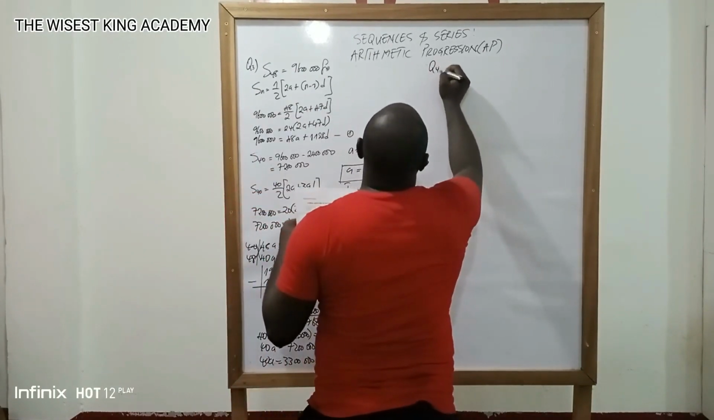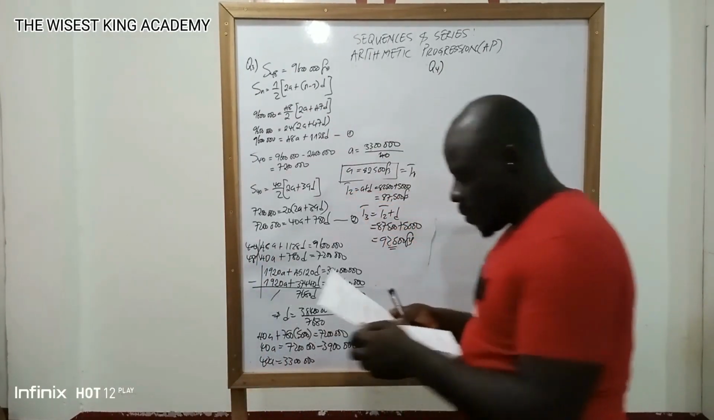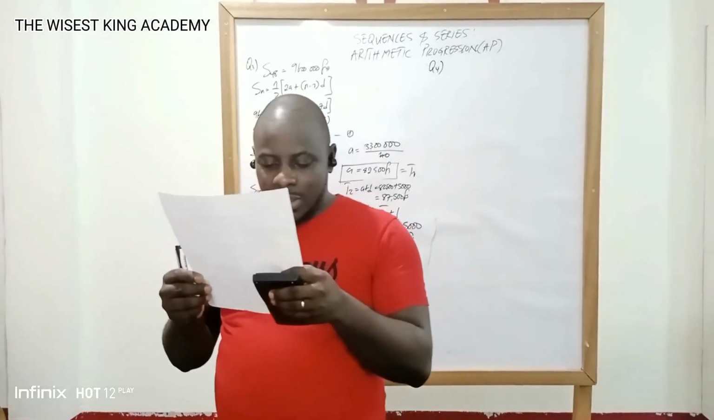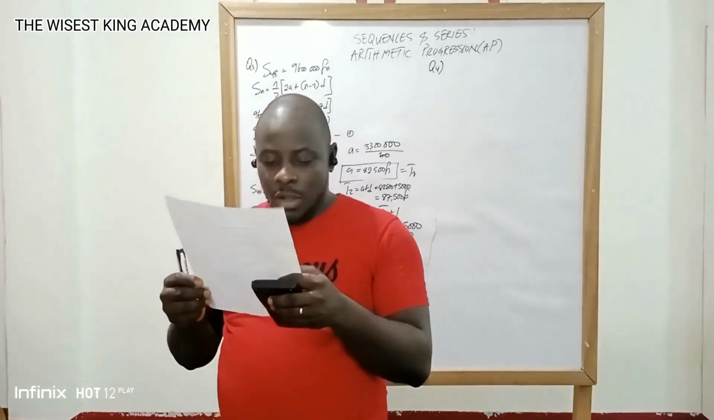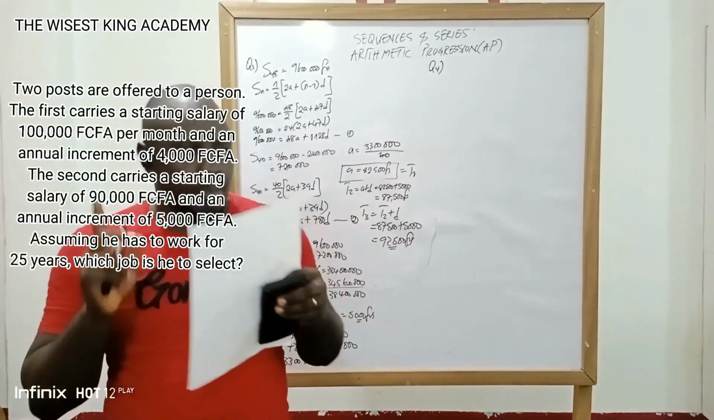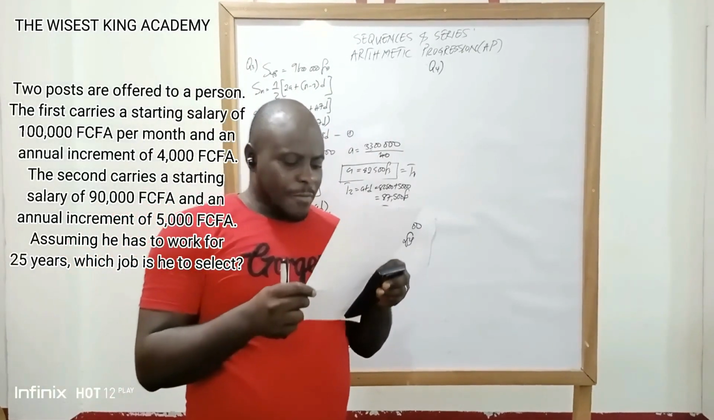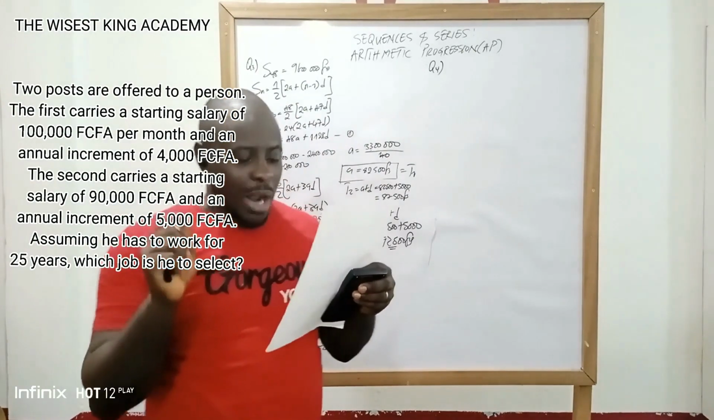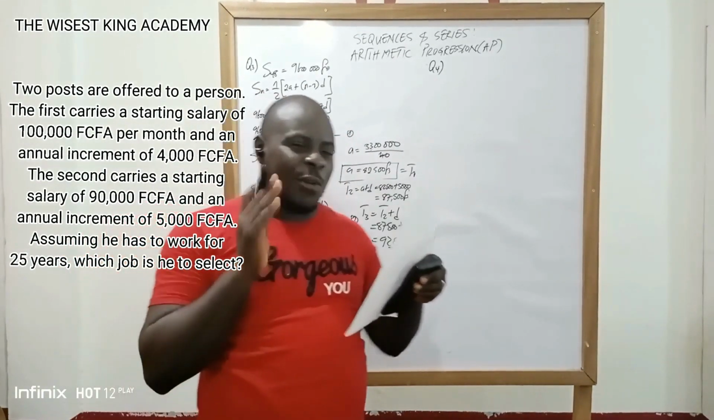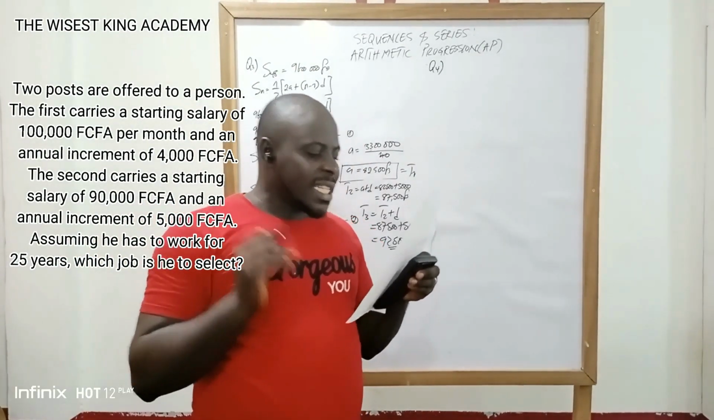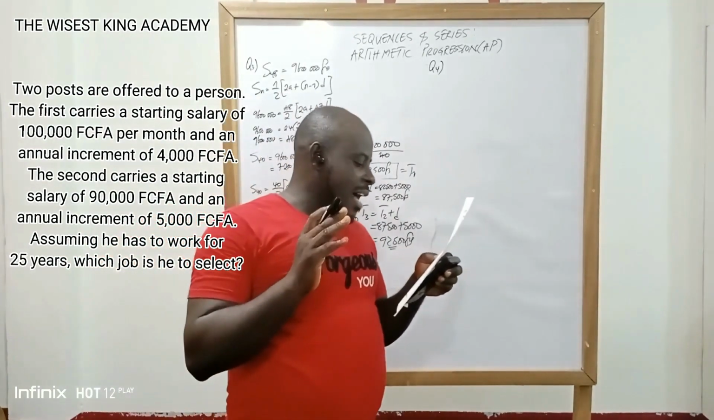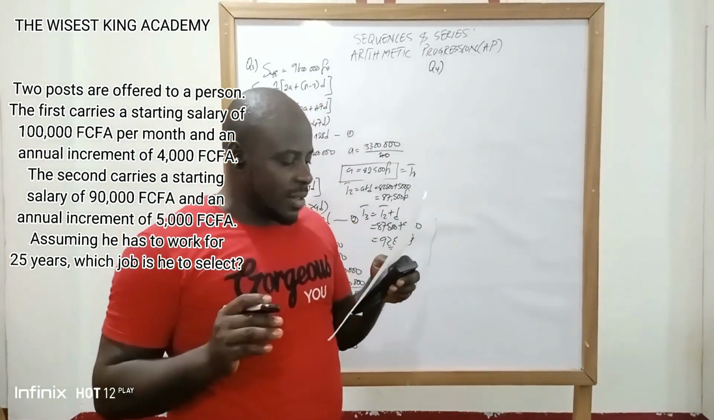Question number 4. I read, Solo owes his partner. No, that's number 5. Question 4, sorry. 2 posts are offered to a person. The first carries a starting salary of 100,000 francs per month and an annual increment of 4,000 francs. The second carries a starting salary of 90,000 francs and an annual increment of 5,000 francs.